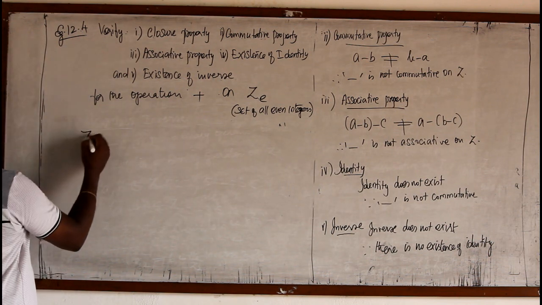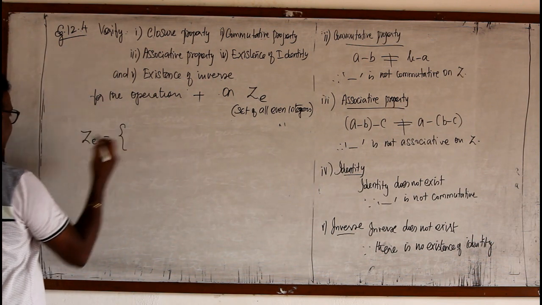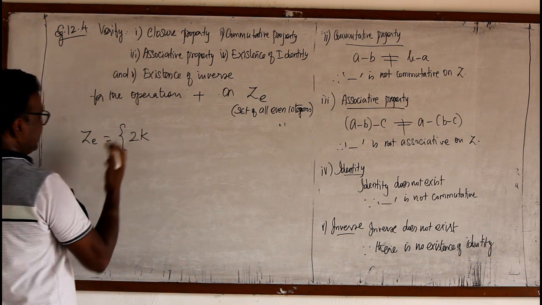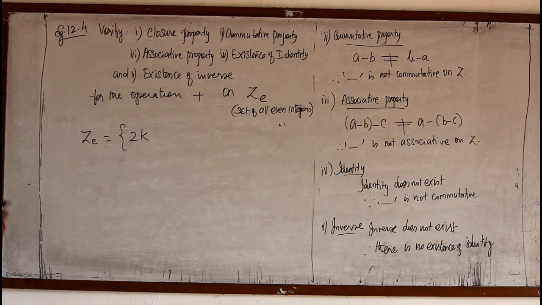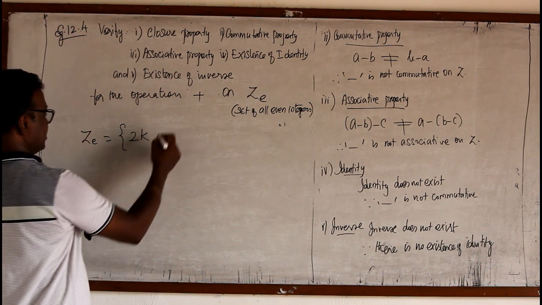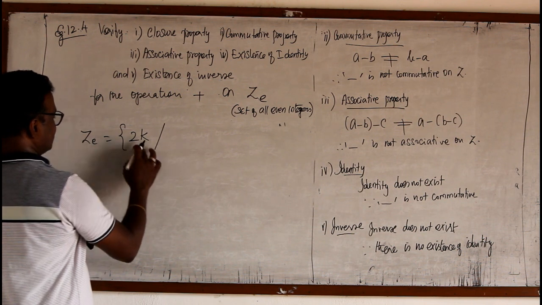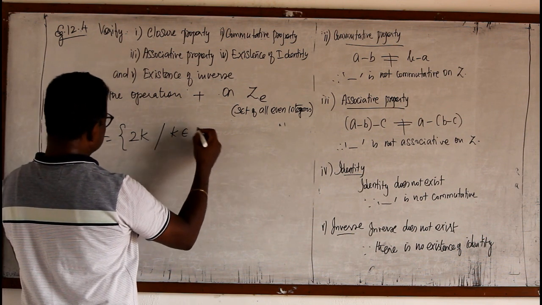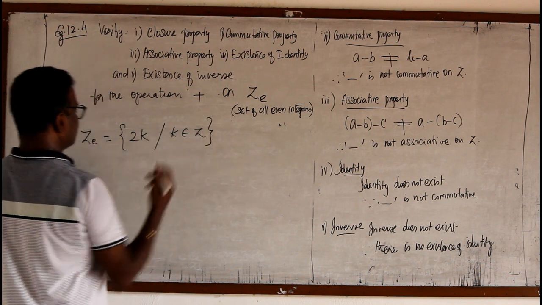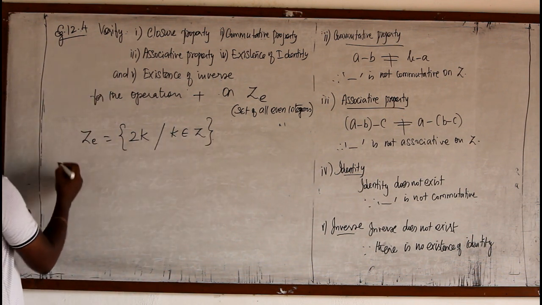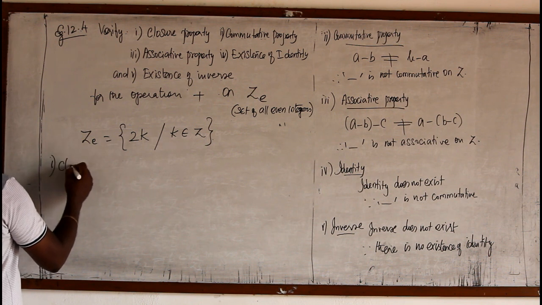What is defined? ZE means the set of all even integers. That is we say as 2k. Any element multiplied with 2, definitely it will be an even number. So 2k is the general notation for the given elements, where k belongs to any integer. So this is the set of all even integers. Now we shall check for all the properties.